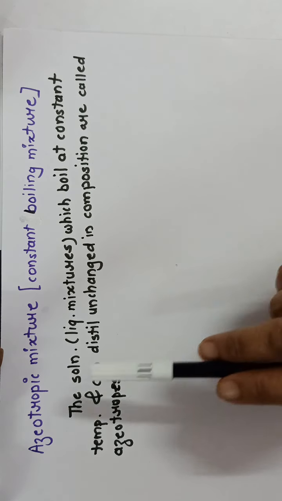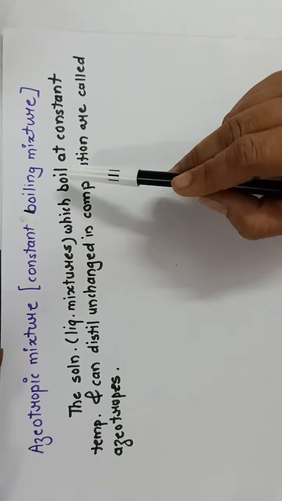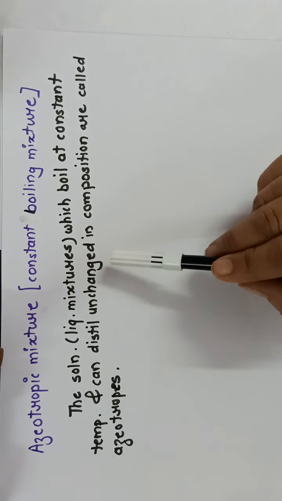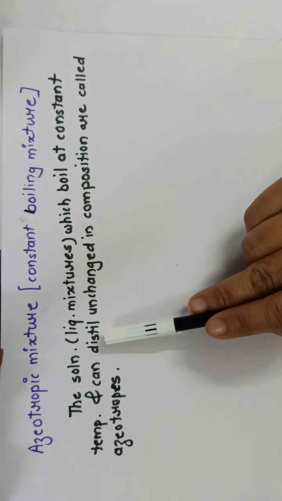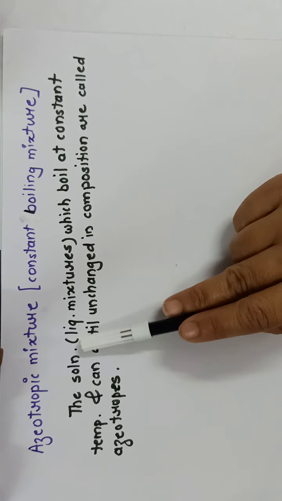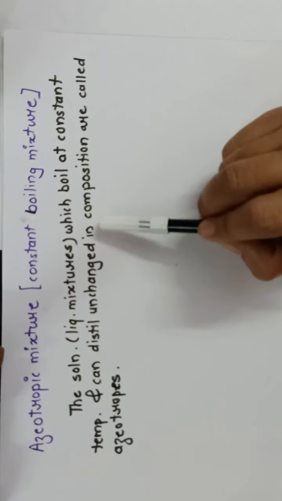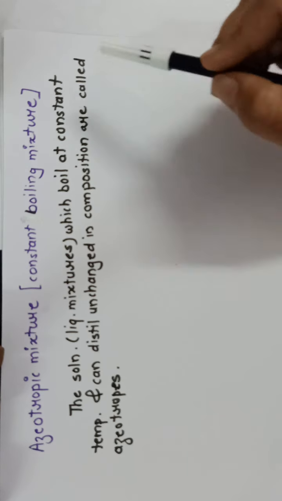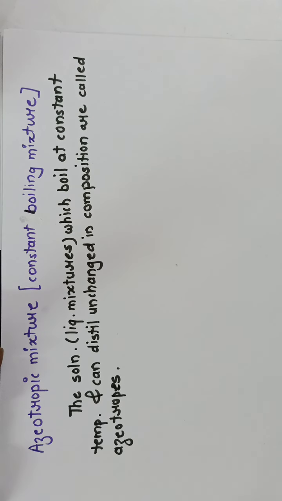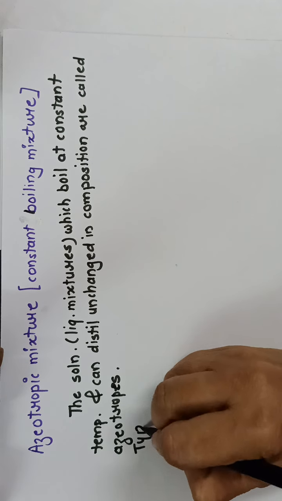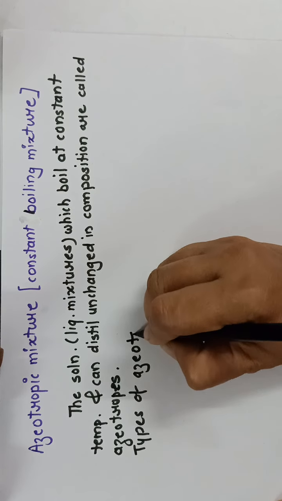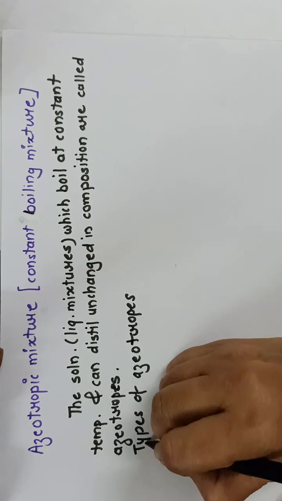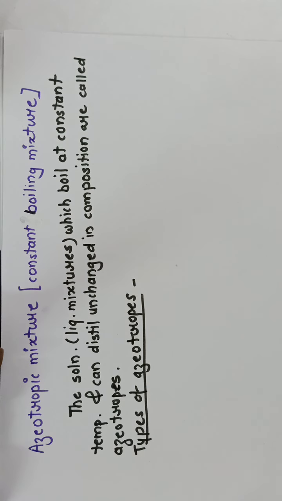So what is an azeotropic mixture? The solutions or the liquid mixture which boil at constant temperature and can distill unchanged in composition. That means when we are carrying out fractional distillation of such liquid mixtures, even in the vapors their compositions remain unchanged and hence they are called azeotropes. Now there are two types of azeotropes. One is maximum boiling azeotrope and another is minimum boiling azeotrope.